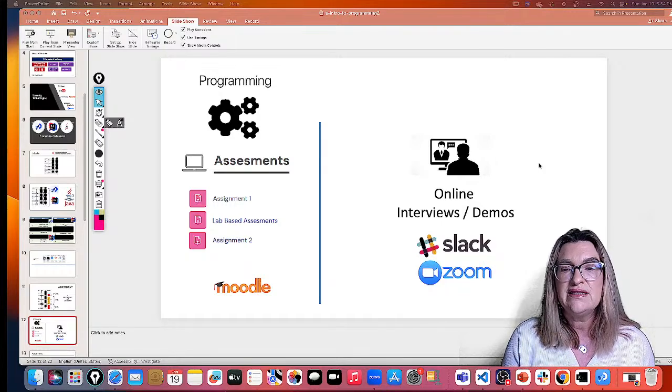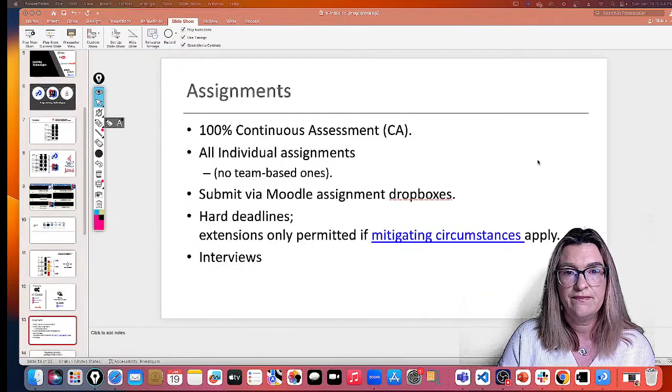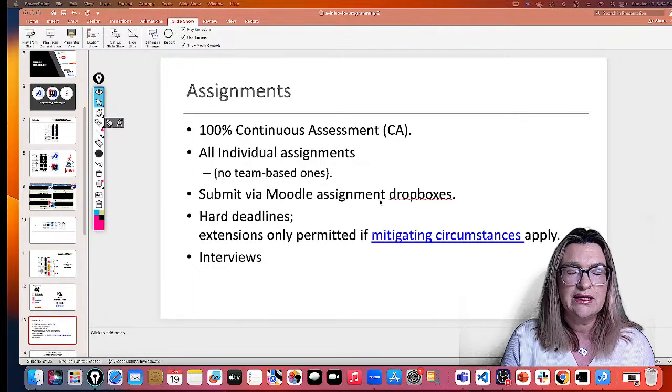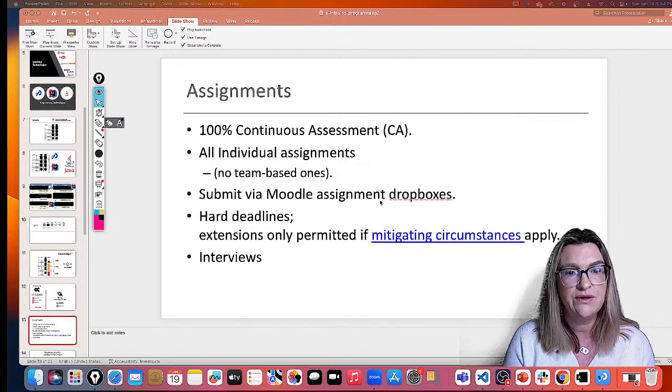So if we see code that we need you to explain, or we just want you to have a chat about the way you've done your code, we'll give you a quick interview, and that'll be over Zoom. Okay, so again, it's 100% continuous assessment. It's all individual. We submit via Moodle. So you will be set up with your Moodle accounts, and I know you haven't got them yet, but we have a Moodle account for each of you, and we'll get them to you during your first week.